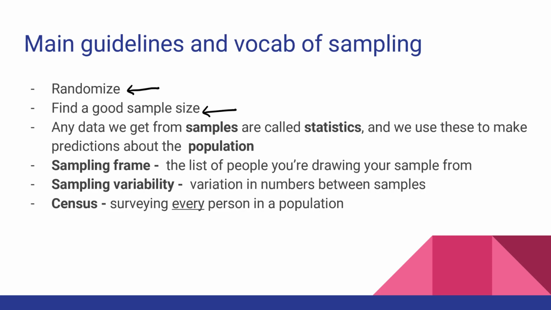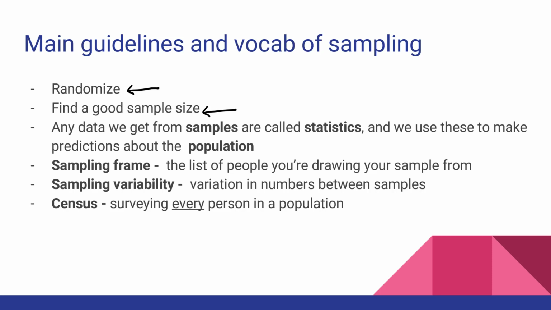If I sample 2 people about how many times they go out for coffee, that's likely not going to be very representative because our sample size is way too small. But if we sample too many people, that's going to be time and cost inefficient.